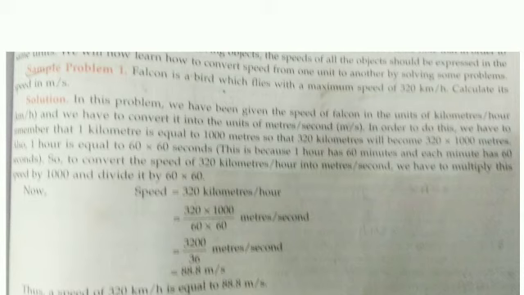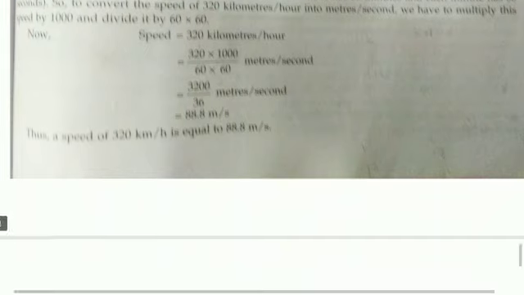So speed is equal to distance by time taken. Our distance is 320 into 1000 and our time is 1 hour, which is equal to 60 into 60. So we put 60 into 60 in place of time taken. Now calculate this and you will find 88.8 meter per second. Thus the speed of 320 km per hour is equal to 88.8 meter per second.